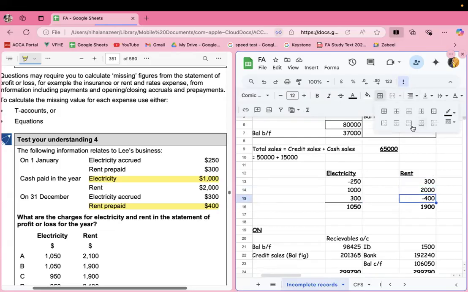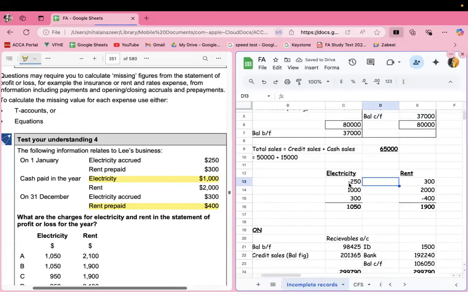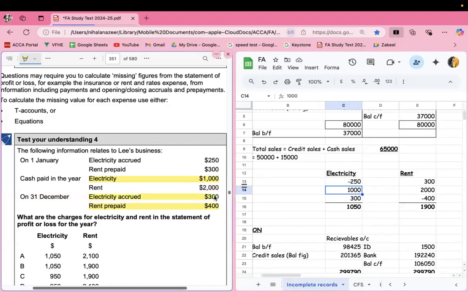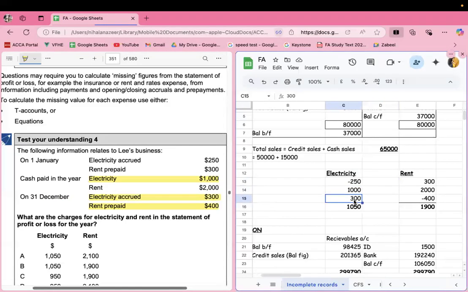Understood? So if in the year beginning we have an accrual, we are going to remove it from electricity expenses, so you have taken that as a negative amount. And during the year you have got an additional expense of 1,000 electricity, and also you have a payment pending, that is electricity accrued in the year, and is 300, right? So you're going to add that as well. So your final answer is 1050.